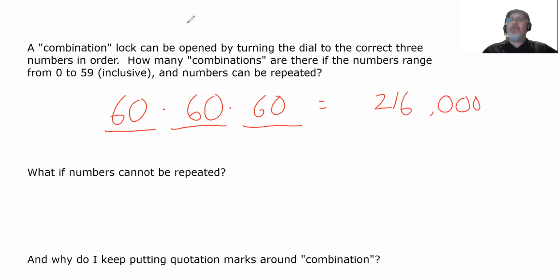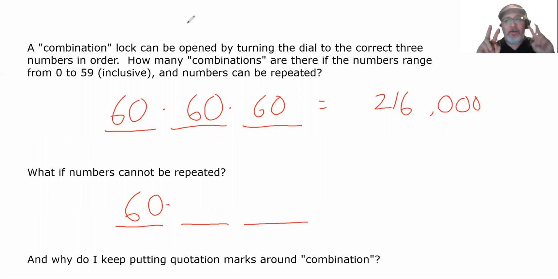But what if numbers cannot be repeated, as most combination locks don't allow? Well, if numbers can't be repeated, then we still have 60 choices for the first number in the combination, but whatever number we pick, we can't use again, which means now we only have 59 choices for the next number, and then 58 as well. So what is 60 times 59 times 58? 205,320.